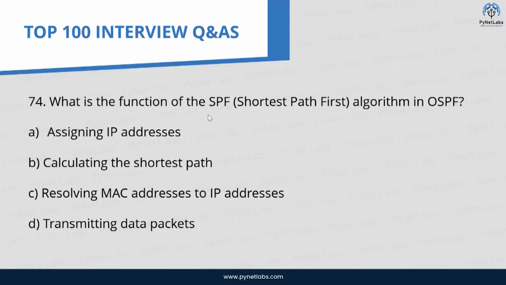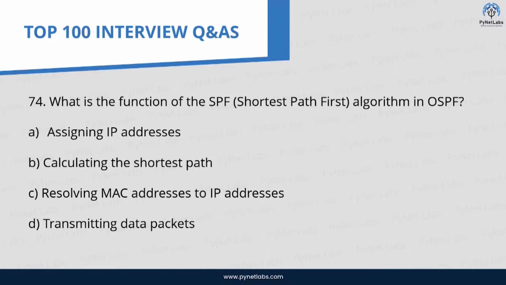The SPF algorithm is used in OSPF to calculate the shortest path to each destination within the network. OSPF is a link state routing protocol, and the SPF algorithm is employed to determine the best path to reach all the network destinations based on the information provided by the link state database. So the correct answer we got here is option B.